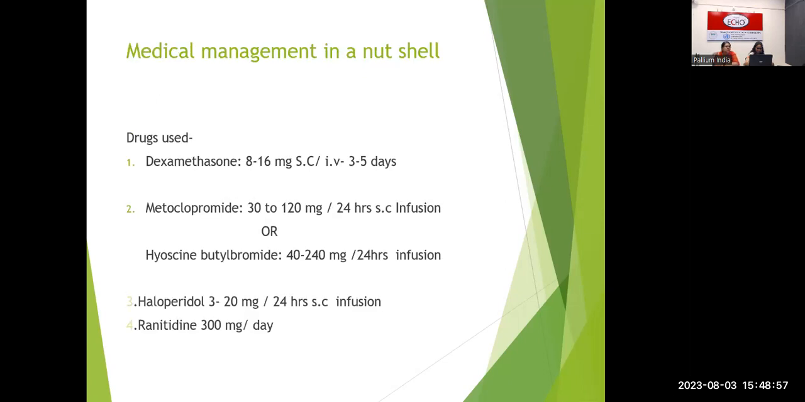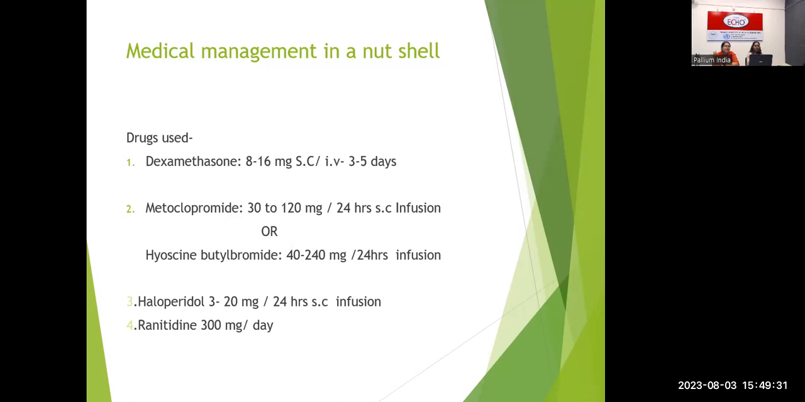So this is how your prescription will look like. You'll have your steroids with a higher dose, 8 to 16 milligrams is what we have to start him on, either as a subcutaneous or IV preparation of dexamethasone, given for a period of 3 to 5 days and then slowly tapered down. You will have to combine it with an antiemetic, either metoclopramide if it is a partial bowel obstruction, or you can add hyoscine butyl bromide to decrease the secretion as well as the vomiting.